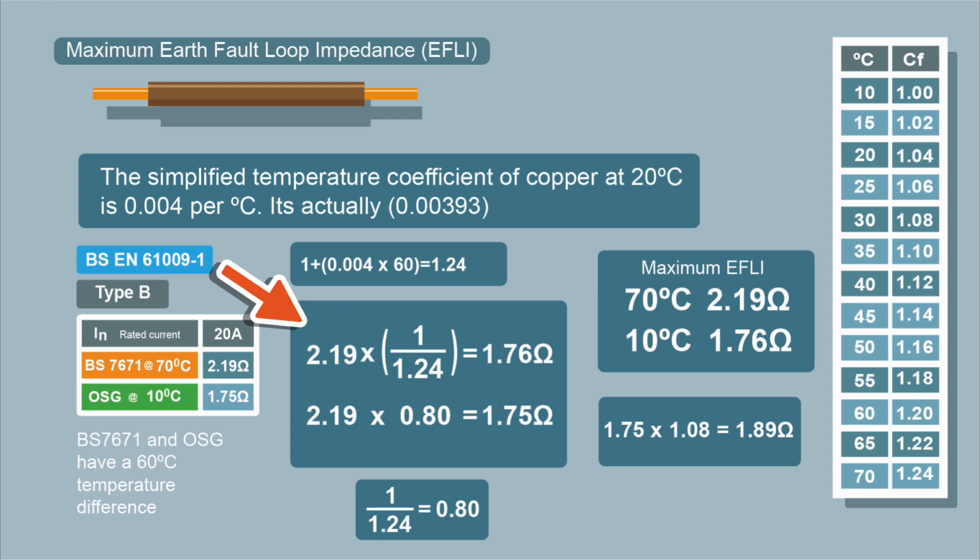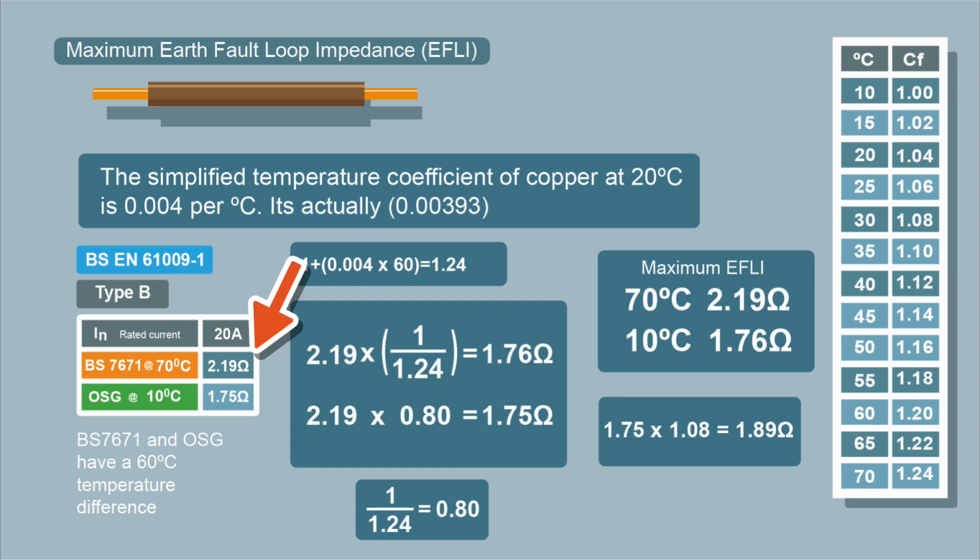The highest measured Zs value for each of the circuits should not exceed 0.8 of the relevant value in the tables in BS7671. So you can see how they got the 80% and 0.8. 0.8 is 80%. 1 divided by 1.24 equals 0.80. So for the 20 amp type B MCB, BS7671 tells us 2.19 ohms. It's a maximum earth fault loop impedance.